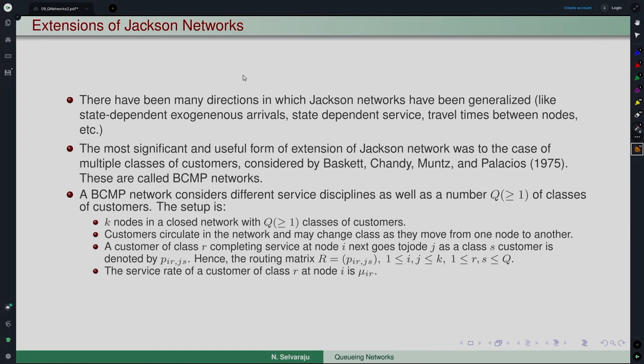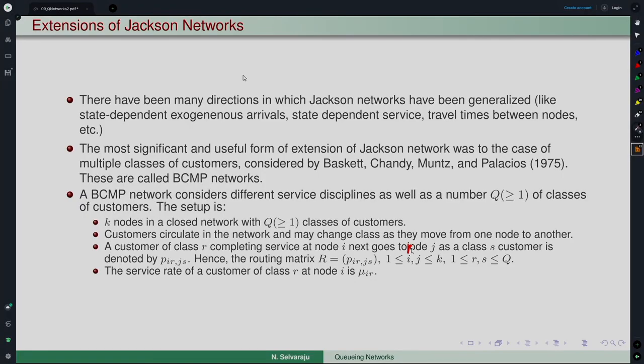As we said, there have been many directions in which Jackson networks have been generalized, like to include state dependent arrivals, state dependent service, and the travel time between nodes. In the basic model, the customer who leaves the previous node starts service at the following node immediately if that server is free. If he has to wait in the queue, then it does not matter. You can understand this as if the second service, at the subsequent node, starts immediately at the moment the service is completed in the previous one.